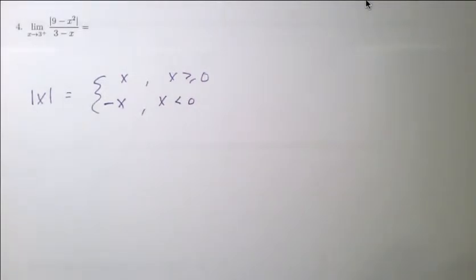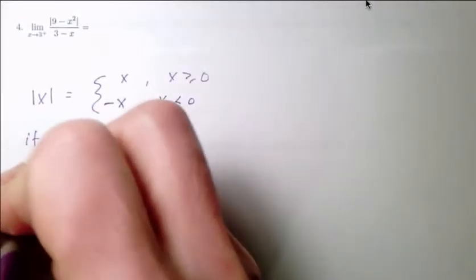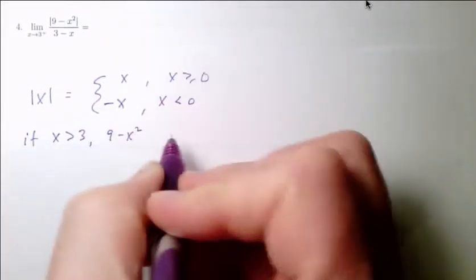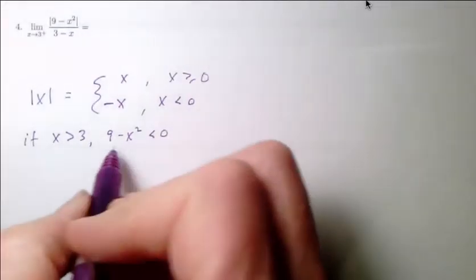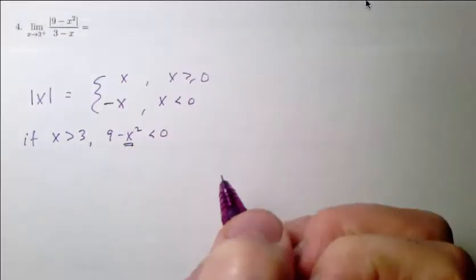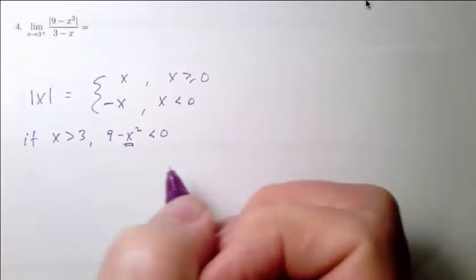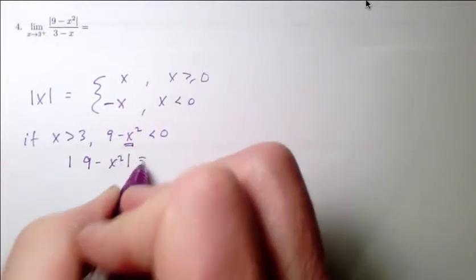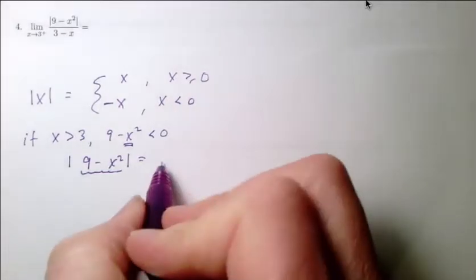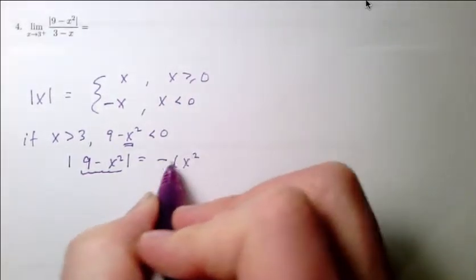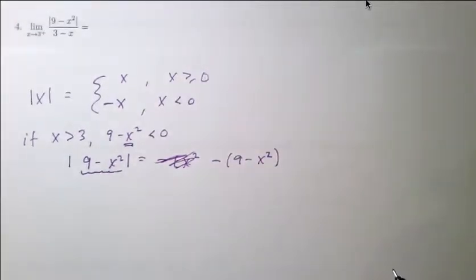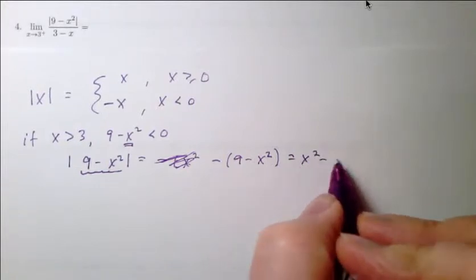What does that have to do with this problem? Well, notice if x is a little to the right of 3, we have 9 minus x squared is going to be less than 0. If x is a little bigger than 3, then x squared is going to be a little bigger than 9. 9 minus x squared will be negative. So the absolute value of 9 minus x squared, then, the thing inside the absolute value is negative, so I have to add a minus sign in order to turn it into a positive. And this is the same as x squared minus 9.